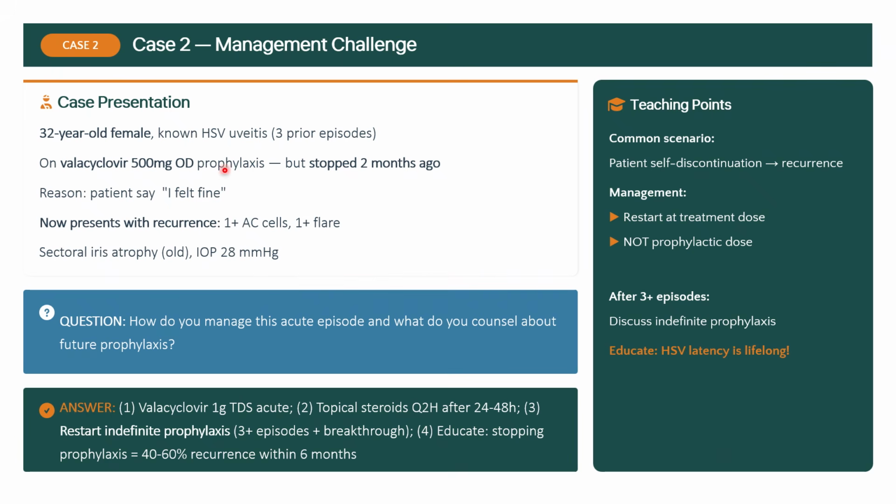So these are the important points: you have to educate your patient that self-discontinuation of the treatment will lead to recurrence of the problem, and she should be on lifelong prophylaxis. Now the acute attack is treated with the treatment dose, and then keep her on the maintenance dose.